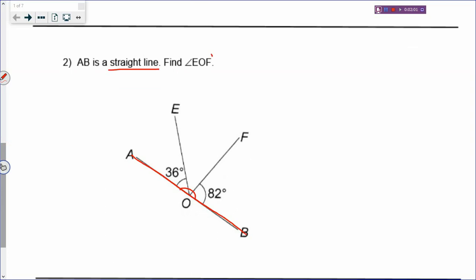So how do you find angle EOF? You must be able to recognize the angle. Where is the angle? EOF. The angle is between the two red lines. So you take 180 and you minus 36 and you minus 82 to get the angle EOF. So what is that? 180 minus 36 minus 82, and you will get 62 degrees. So angle EOF is 62 degrees, which is over here. It's actually quite easy to use this property. So we have the first property already.